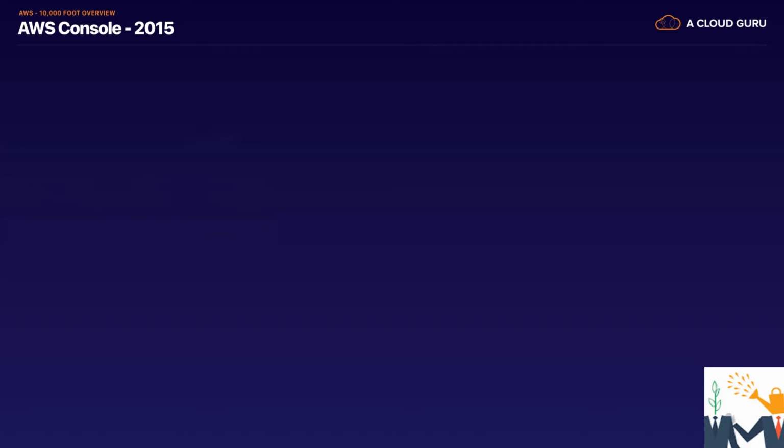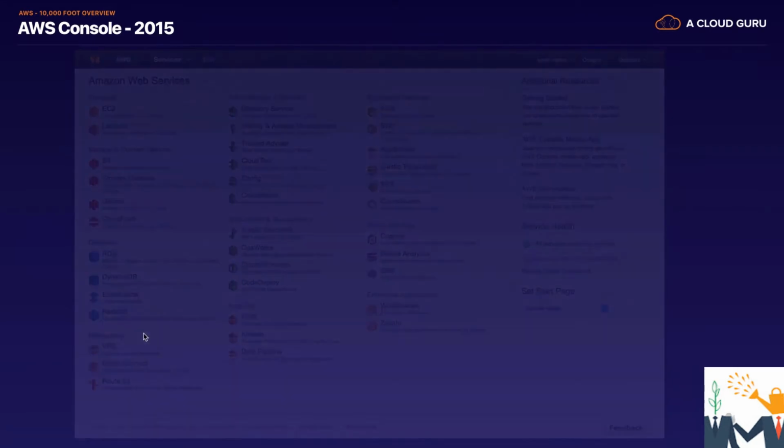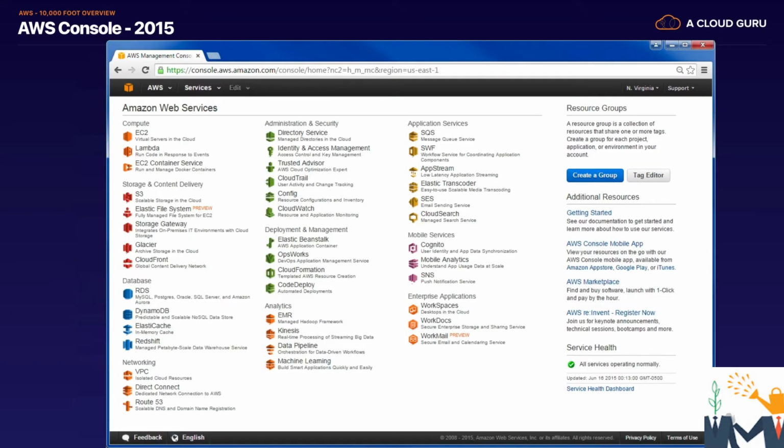So let's go and have a look at the AWS console in 2015. And this is what it looked like. Basically, when I first started recording the A Cloud Guru lectures in 2015, I'd talk through every single service. So what EC2 is, what Lambda is, what S3 is. The reason I did that was because all of these services were relevant, more or less, to the Certified Solutions Architect Associate exam.